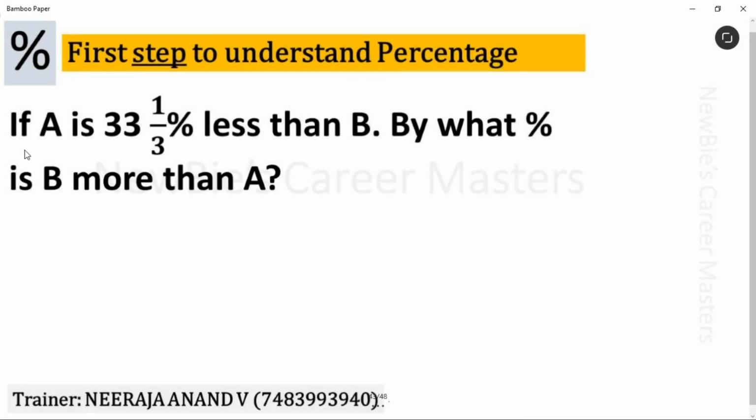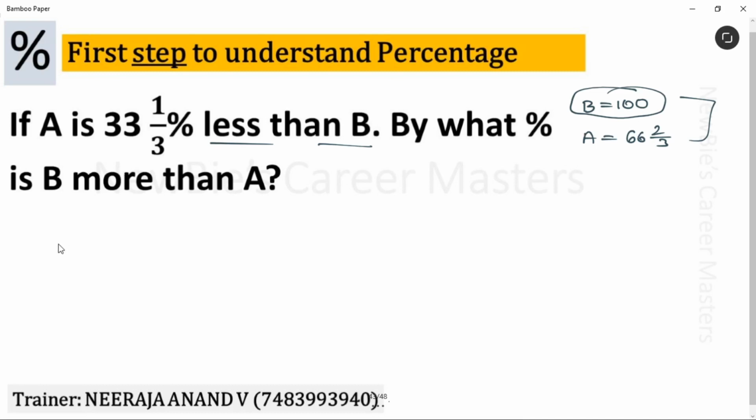Anyways, next a similar question. If A is 33 1 by 3% less than B, by what percent is B more than A? Let's try this with the assumption method. Consider B as 100. If B is 100, A should be 33 1 by 3 less than B. That is 66 2 by 3. See, our assumption method is a little difficult now. Yes, 100 is a universal number, but for questions like this, 100 won't work.